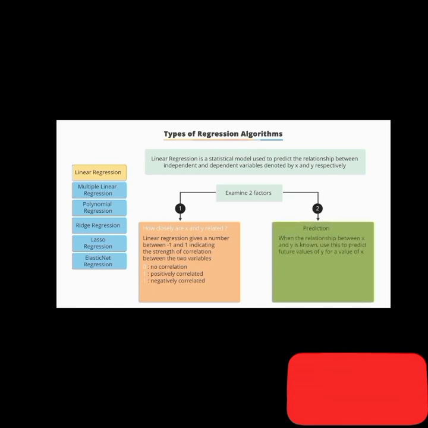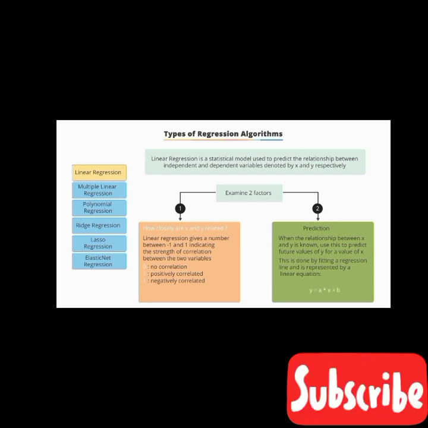When you get the result of linear regression that also represents the relationship between x and y, use that result to predict the future value of y for a value of x. This is done by fitting a regression line and is represented by a linear equation, that is, y equals a times x plus b. You can predict scores on one variable, that is y, from the scores on a second variable, that is x. The variable you are predicting is called the criterion variable. The variable you are basing your predictions on is called the predictor variable.